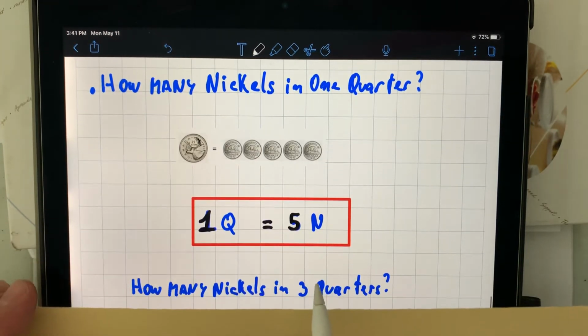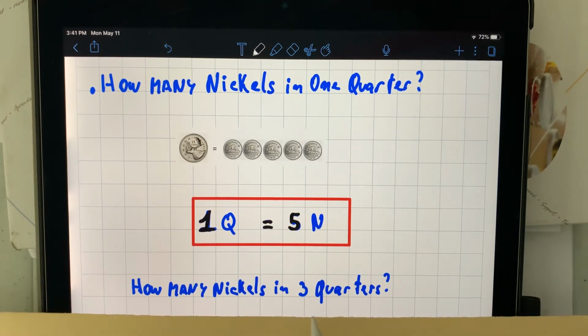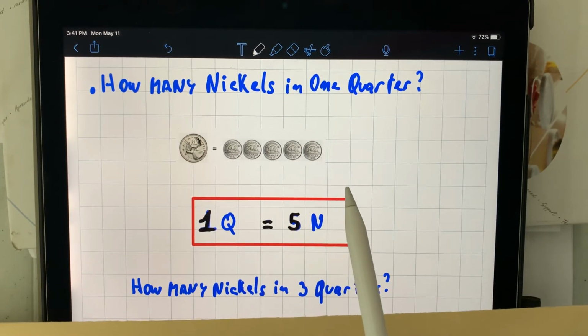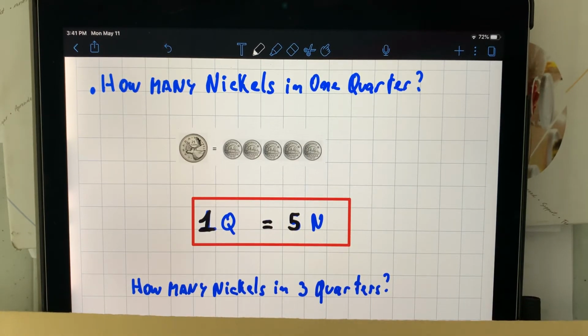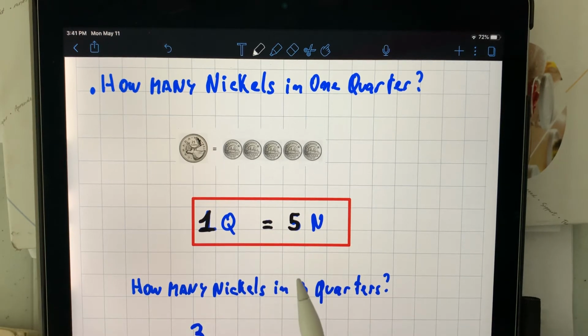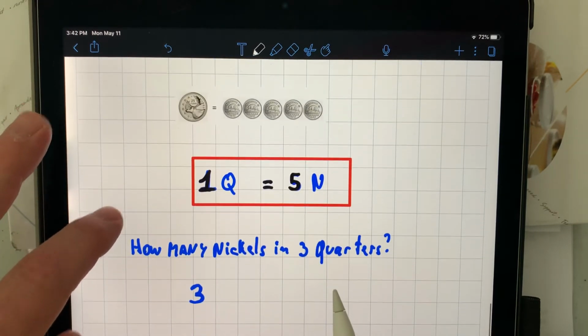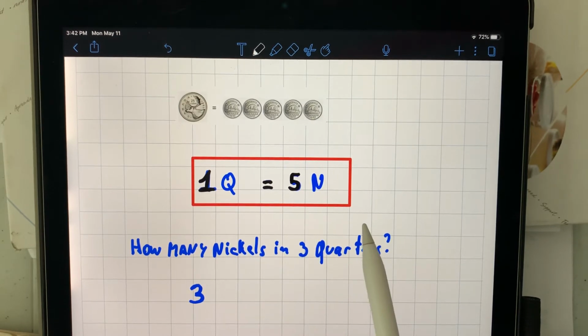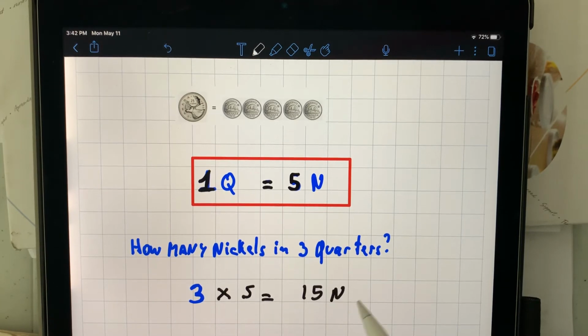Let's say they ask us a question and they say, hey, how many nickels in 3/4? If I got 3 of these quarters, how many nickels will I have? We just need to ask one question. Am I gonna have more nickels or less nickels than quarters? Well, if 1/4 gives me 5 nickels, I'm gonna have a lot more nickels than quarters. How many more? Well, 5 times more. And there it is. We're gonna multiply by 5. That gives us 15, which means that we're gonna have 15 nickels for 3/4.